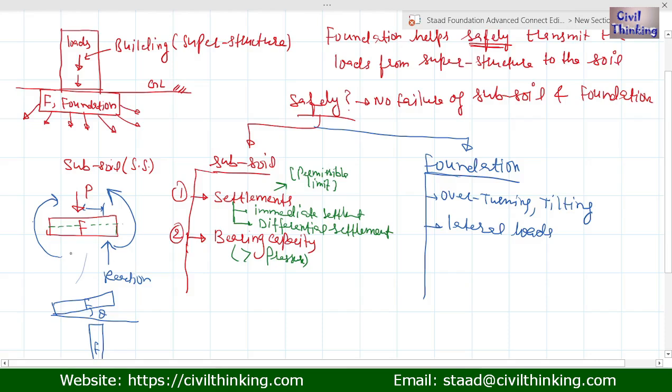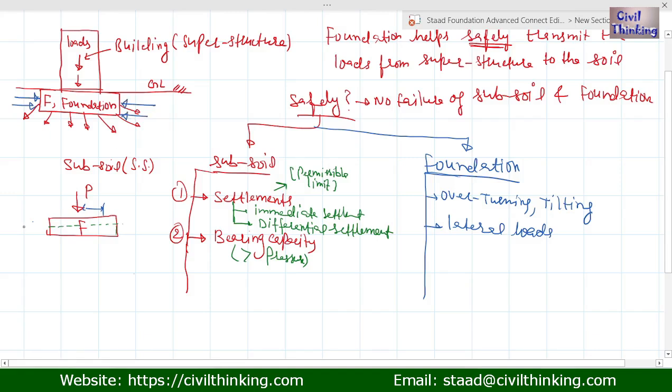Similarly, we have these lateral loads. Lateral loads are here. The lateral loads might cause failure in the foundation. They might slide the foundation to the left or right, or they can compress it and cause the failure. So we have to make sure our foundation can withstand these lateral loads.